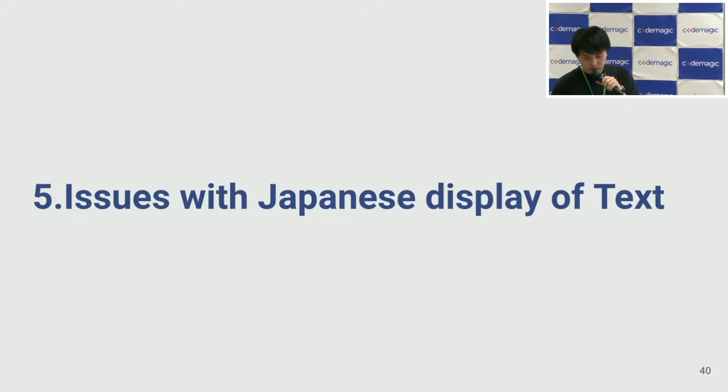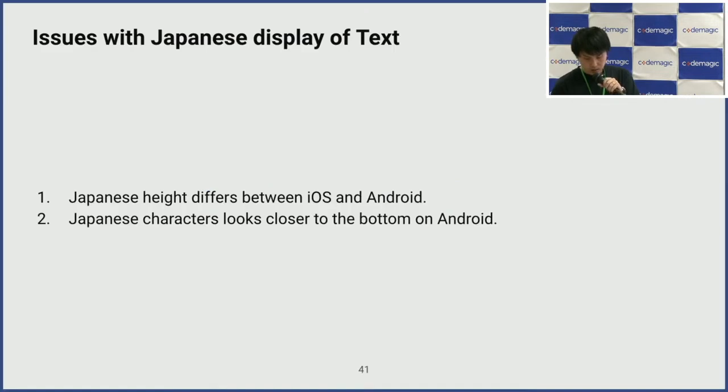Finally, let's talk about the issue when displaying Japanese in text. There are two major issues when displaying Japanese in text. The first is the height differs between Android and iOS. The second is the text appears lower on Android. I will explain them in order.